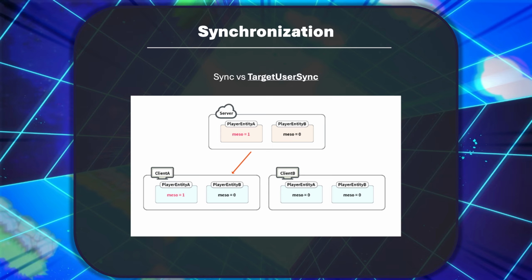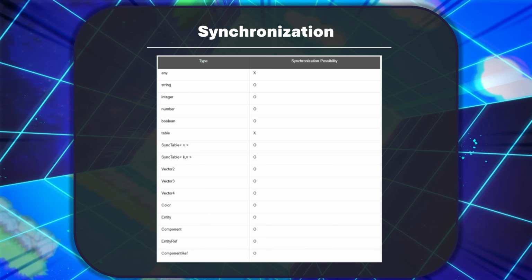So this is useful for things like a meso count, as we use in this example, because we want to make sure that that meso count is managed securely on the server, but only my client needs to know what my meso count is, and the other clients don't necessarily need to know what my meso value is. Synchronization behavior for both sync and target user sync are available for most property types in MapleStory Worlds Lua, but certain types don't support syncing, namely the AnyType and the table type. So if you need to sync these types between the client and the server, it will need to be done manually. So feel free to pause this video to review this chart in more detail.